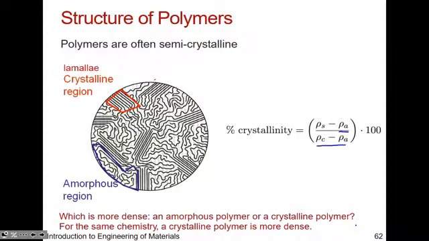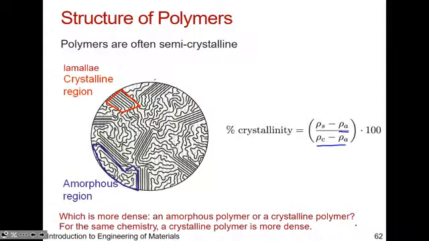Yes? What is rho S? I know rho A and rho C are amorphous and crystalline. Oh yeah, that's just the density of your polymer. It's S because it's semi-crystalline. Sorry about that. So rho C is the density of crystalline, rho A is the density of amorphous.